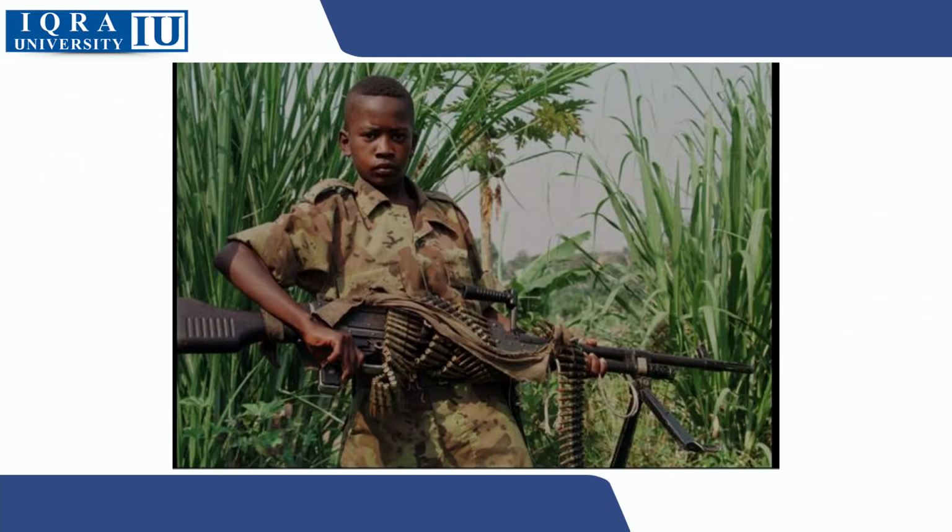Now, the next picture is this. If we talk about the denotation of this picture, there is a child in an army cut, he is standing in a field, he is holding a machine gun which is quite heavy, he cannot hold it properly. This is the denotation of this picture.